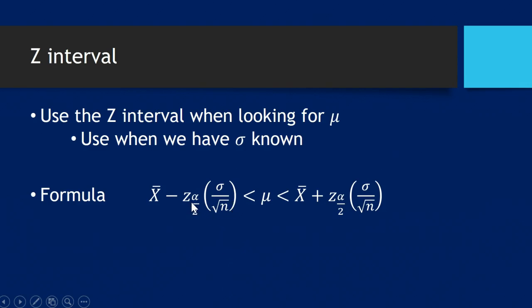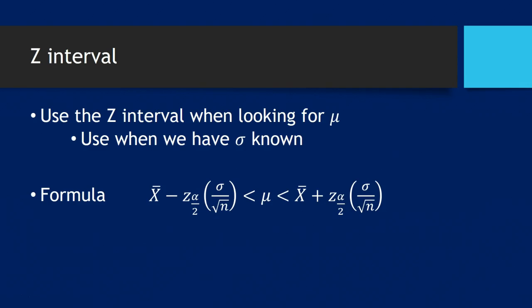And then we have the z of alpha over 2. And I'll explain that in just a moment. But it suffices to say now that it comes from a z value that is in some way related to your confidence level. Okay, so this is the formula.